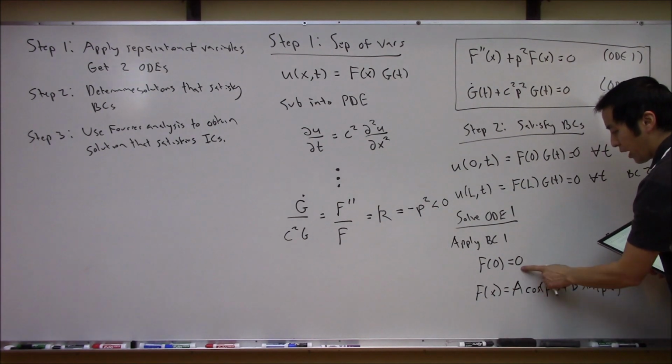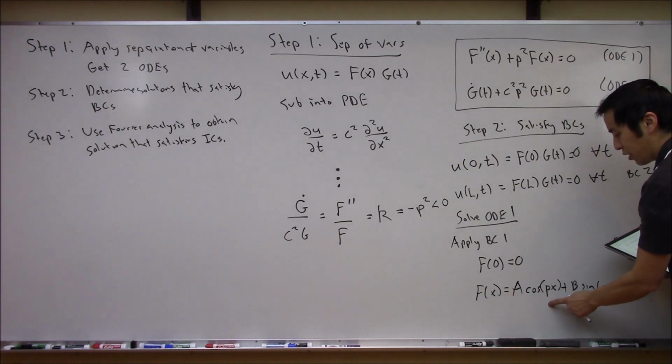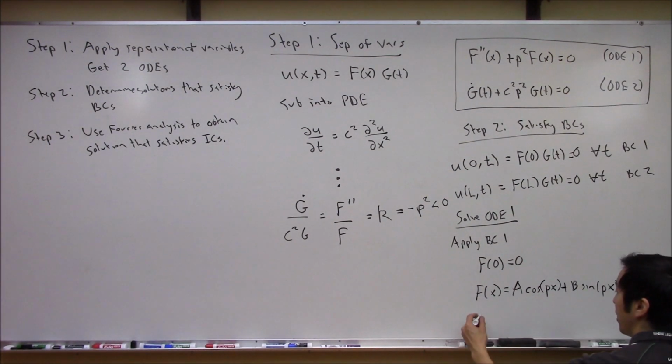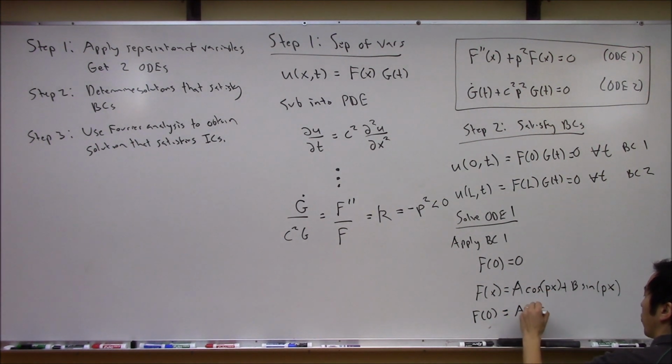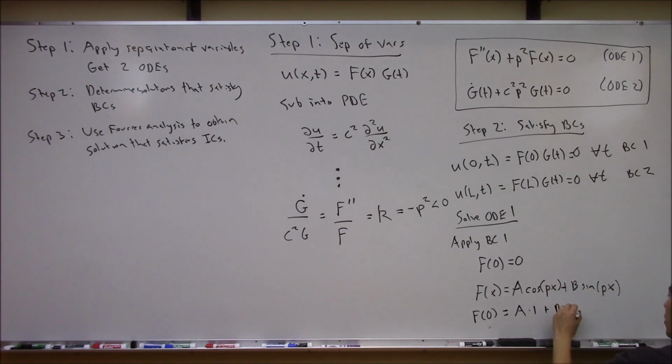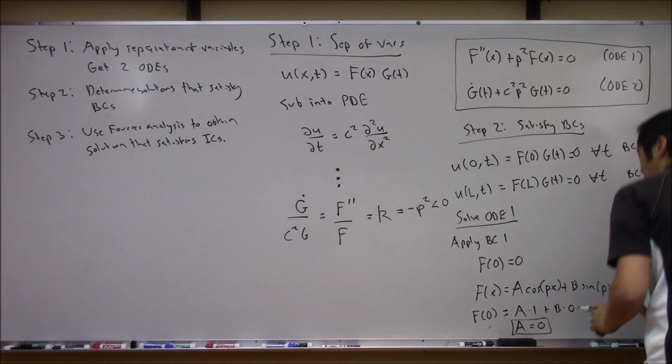And now let's apply this initial condition to this solution here. When I plug in 0 for x in f of 0, I get a cosine of p times 1 plus b times 0, which has got to equal 0. If you look at this long enough, this is basically saying that a has to equal 0, right? Okay, so that's one thing we've got.